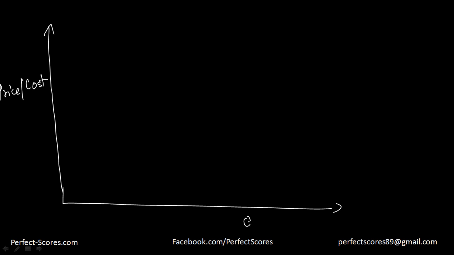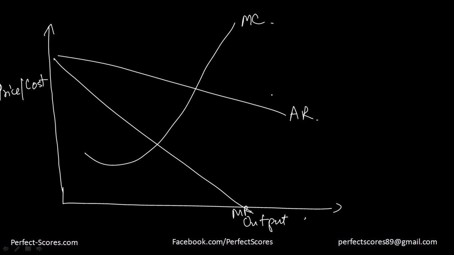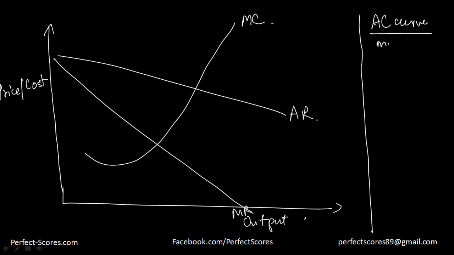Before I do that, I'll actually draw a pretty standard curve. So you have the price and you have the cost, and you have the output here. Now, if I were to draw the previous curve again, so this is my marginal revenue, this is my average revenue, and this is the marginal cost. Now understand, the average cost curve is something which can be anywhere, right? So the average cost curve is something which can move along.